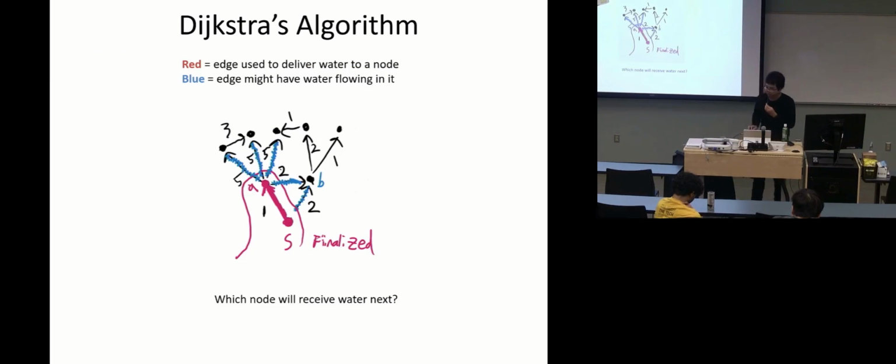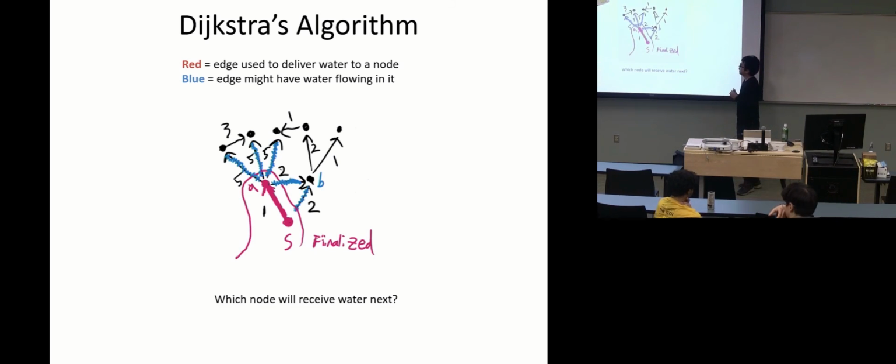Maybe let me give you some more examples. These nodes are finalized because the water has reached them, and I color them red because they are finalized. Everything else, the blue guy, is the edge such that the water might flow into.